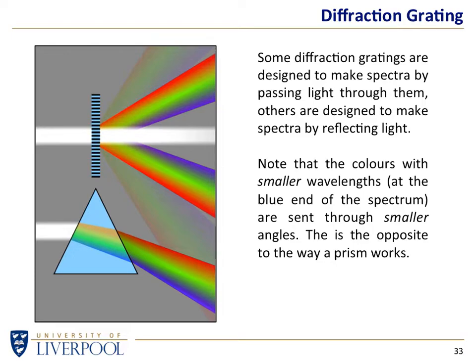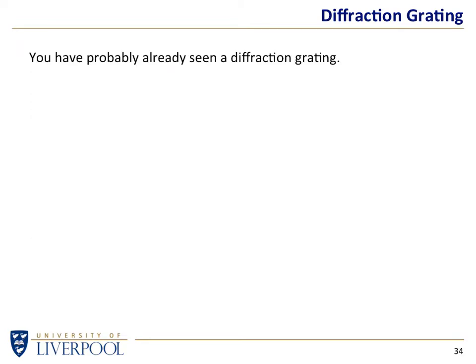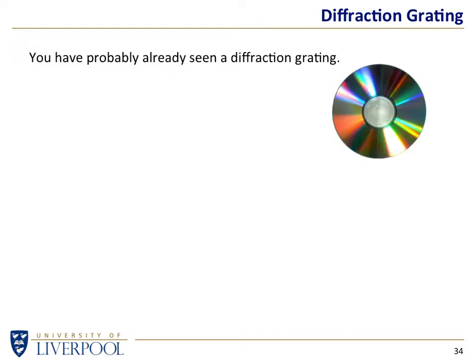It's not critical for what we're about to see, but it is important in terms of working out the wavelengths: blue is a shorter wavelength and gets diffracted through a smaller angle than red light. Just like you've already seen interference in soap bubbles or oil spills on the pavement, you've probably also seen a diffraction grating.